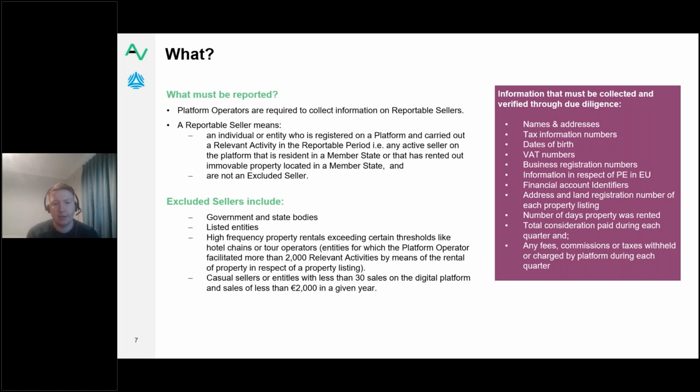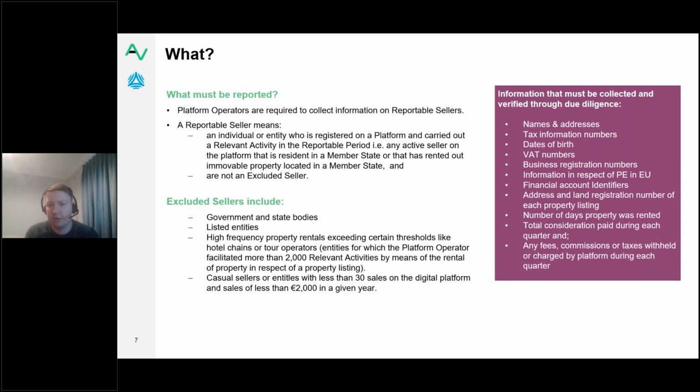And then finally, there is a de minimis reporting for sellers who have both less than 30 sales on the platform, and those 30 sales amount to less than 2,000 in a given year. So if you have 31 or more sales, or over 2,000 in sales, you will not be an excluded seller, and a platform will need to provide your details to the relevant revenue.